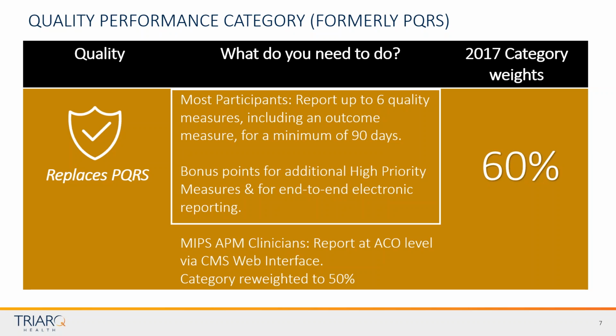And guess what? There are bonus points available to us if I do an additional high priority measure. Our dashboard shows you which measures are high priority, so it's easy for you to make a good decision about that. You have to include 1, and if you include 2 or more, you get extra points. And our favorite feature is the ability to earn a bonus point for every one of those 6 quality measures if you report it using end-to-end electronic reporting.